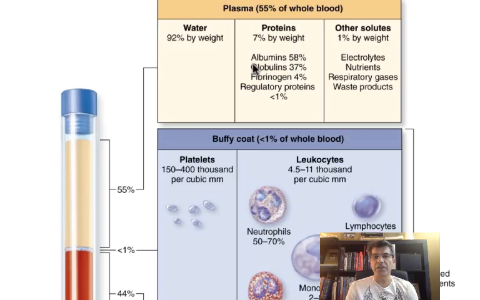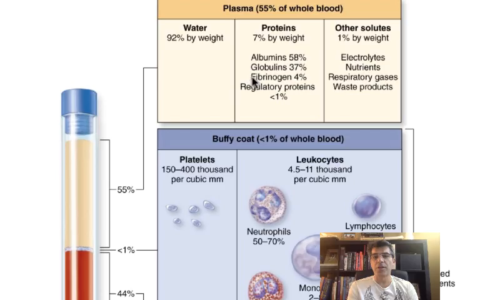Some of these clotting factors are proteins, and you will learn them later. For instance, clotting factor number 2 is a protein. What type of protein? It's a globulin. So some clotting factors are globulins. There is one clotting factor, called clotting factor number 1. It's a protein but is not globulin, and that is fibrinogen.